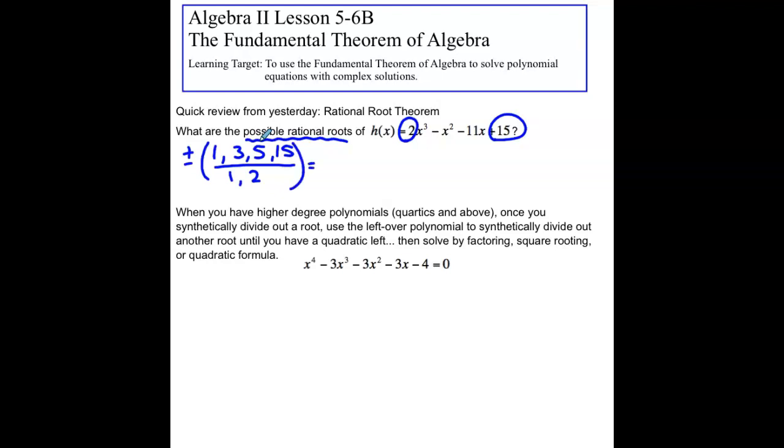So we want all the pairs of numbers that we can make with one of those numerators and one of those denominators. We're going to have positive and negative options for each one of these. We have 1 divided by 1, 3 divided by 1, 5 divided by 1, and 15 divided by 1. Then we go back and take 1 and divide by 2, 3 divided by 2, 5 divided by 2, and 15 divided by 2. So we have all of those positives and all of those negatives as possible zeros.